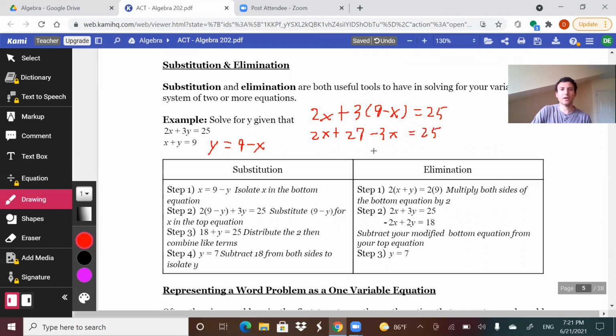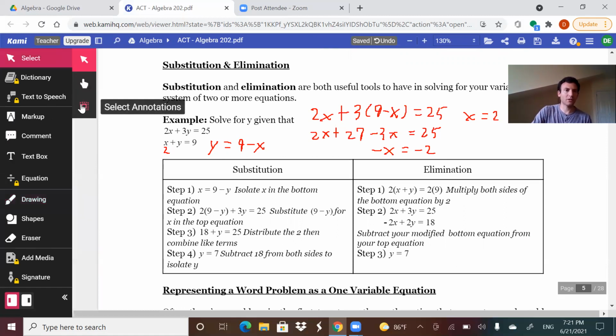From there, we have 2x plus 27 minus 3x equals 25. So really what we're looking at here is negative x equals, when we subtract the 27 from the 25, negative 2, so x equals 2. And if we needed to figure out y, we could just plug the 2 back into either one of these equations. If we plugged it into this one, we'd realize pretty quickly that y is going to equal 7. Anyway, the other way to do this is to use elimination.